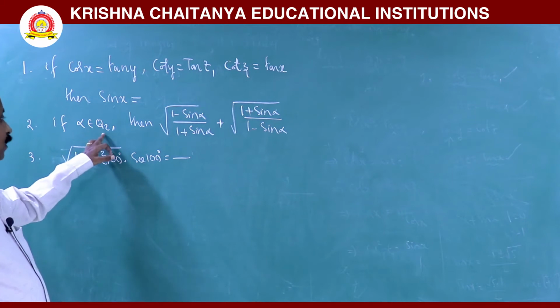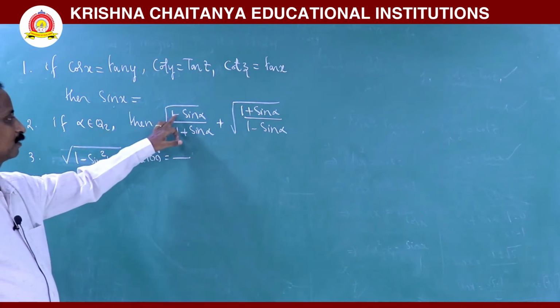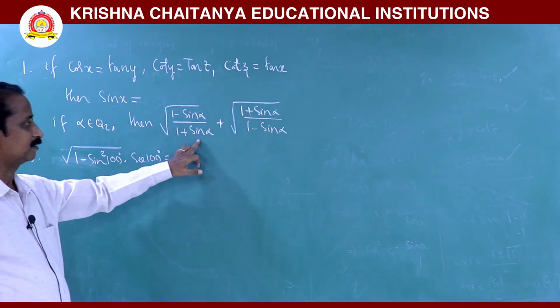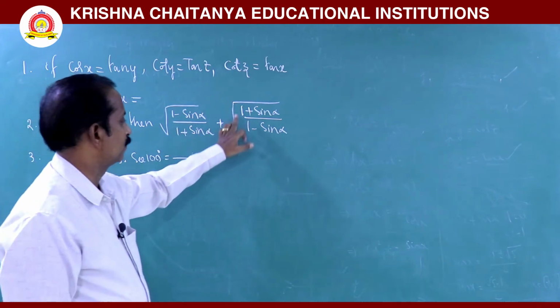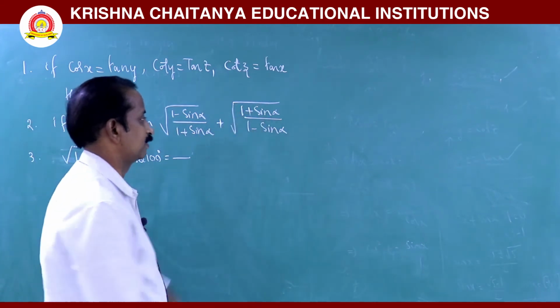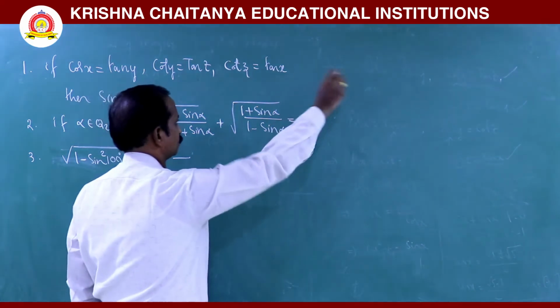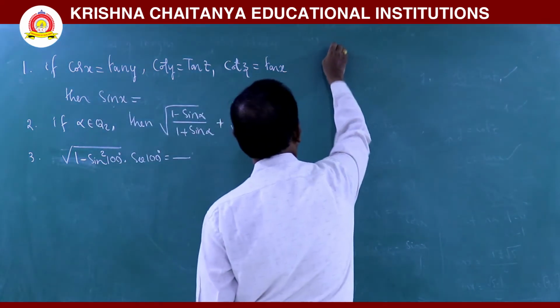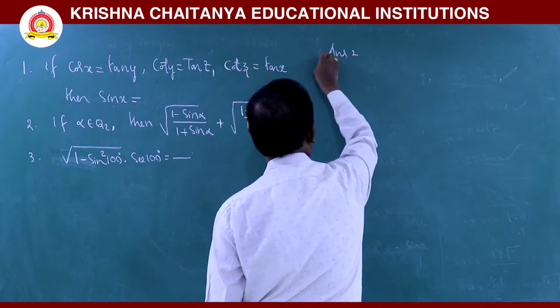Alpha belongs to quadrant 2. Then find the value of root over 1 minus sin alpha by 1 plus sin alpha, plus root over 1 plus sin alpha by 1 minus sin alpha. So alpha belongs to quadrant 2.